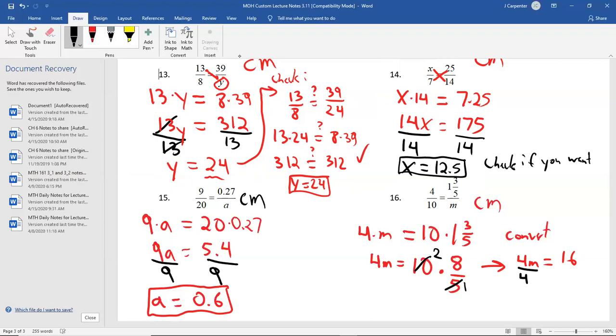Divide both sides by 4, so that those cancel, and we get our answer that m is 4. Please feel free to check. It will check, I promise you. Because the right side, the 10 times the 1 3/5 was 10 times 8/5, which was 16. When you cross multiply the 4 and the 4, 4 times 4 is 16. Again, it does check out.